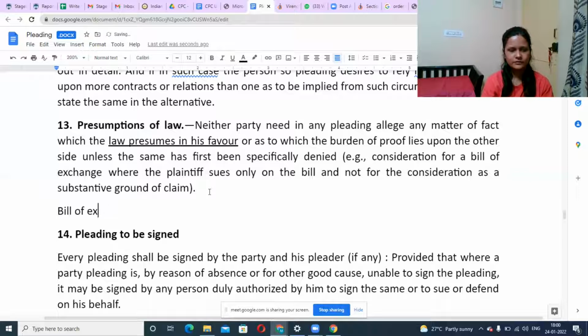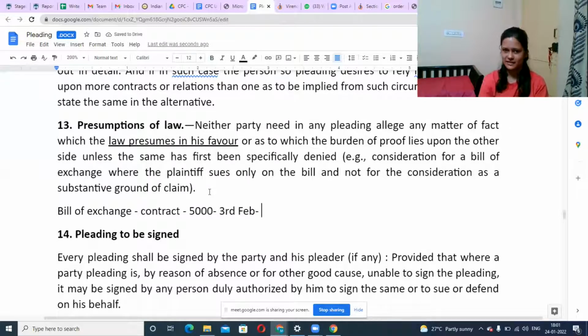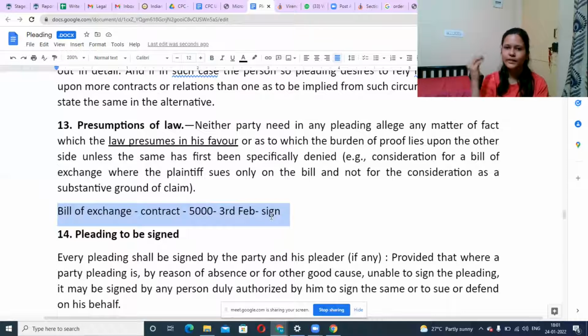A bill of exchange is nothing but, we can say, a sort of contract. What happens in a bill of exchange? A person would say that I will pay you 5,000 rupees, or he would order the other person that you need to pay me 5,000 rupees on so and so date. Might be on 3rd of February. In a bill of exchange, always the other party would put his signature. So if you are in possession of a bill of exchange wherein you have ordered me to pay 5,000 rupees to you on 3rd of February, and I have also put my signature on it, the court already presumes that I have received some consideration for that.